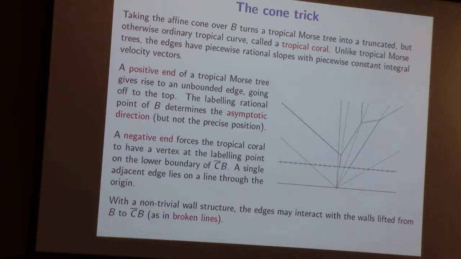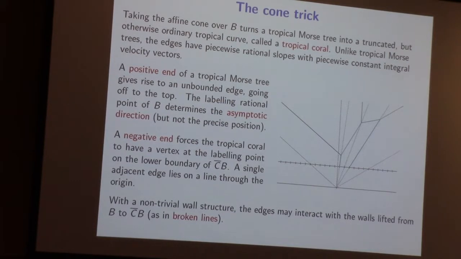So, unlike tropical Morse trees, these have been truncated. We truncate here, but otherwise it's an ordinary tropical curve, and we call it a tropical coral. I'm not sure if you have a better suggestion for a name, but it looks a bit like this kind of coral-like thing. Unlike tropical Morse trees, the edges have no piecewise rational slopes. The usual thing, piecewise constant integral velocity vectors. And by the way, the projection of this velocity vector to the height, to the right, that tells you the multiplicity, the acceleration. That's the acceleration, the d that we had before.